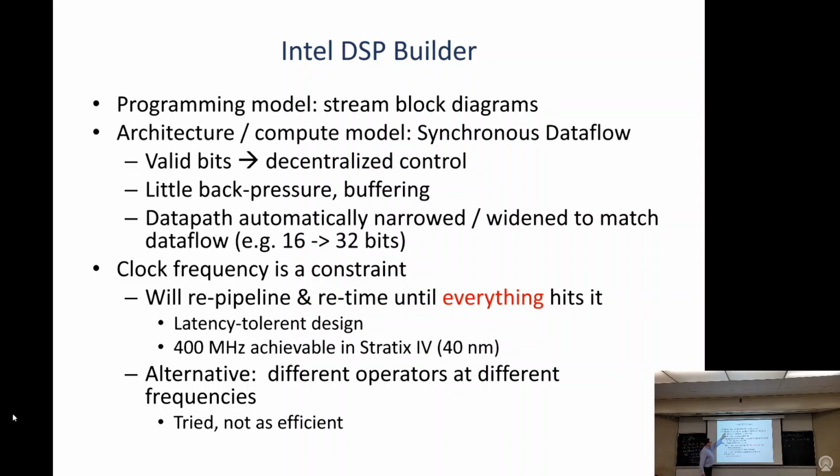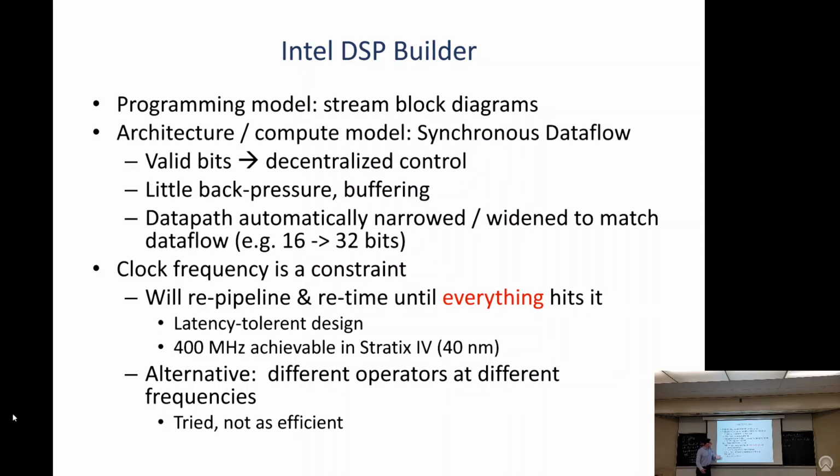The architecture that it generates is synchronous data flow. It has data, it has valid bits on them. It doesn't use much back pressure, which is interesting. It does use a little bit, but basically the tool tries to minimize how much buffering and back pressure it needs by making the throughput of the downstream blocks high enough that they shouldn't back pressure. That's done for efficiency. The person who created this tool found that was better than more aggressively using back pressure signals.